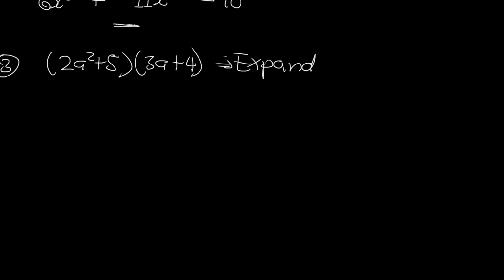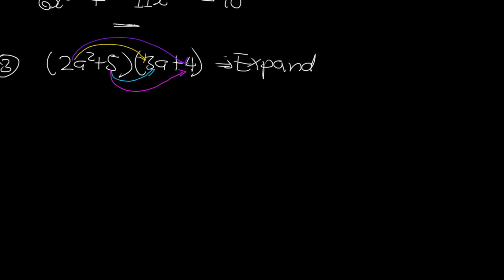Example 3, we do a more difficult one. 2a squared plus 5, 3a plus 4. Expand. To expand this, we use the same approach as FOIL. We multiply the first term here by that. The next thing is to multiply 2a squared and 4. The next item is the inner terms, 5 and 3a, and the last term is to multiply 5 and 4. This is the method we have been using, FOIL.